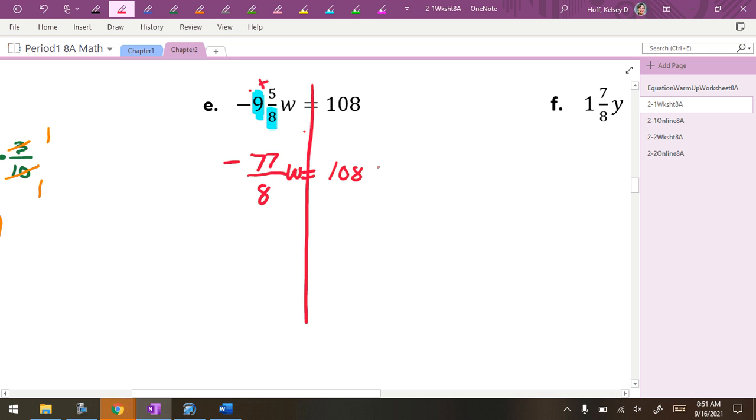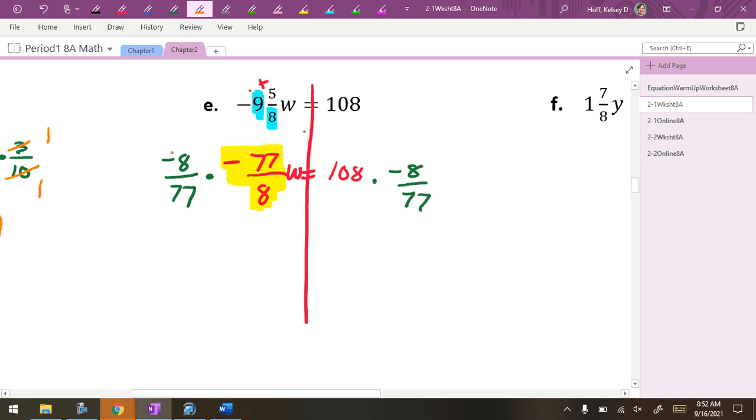Price? What is your coefficient on this one? The number in front of the variable. Very good. Don't lose your negative though, right? Now, I need to flip it. Rejoice. If I flip this fraction, negative 77 over 8, what do I end up with? Very good. What is Miss Hoff going to remind you though? Don't lose your negative. And everybody, whatever you do to one side, you have to do to the other.